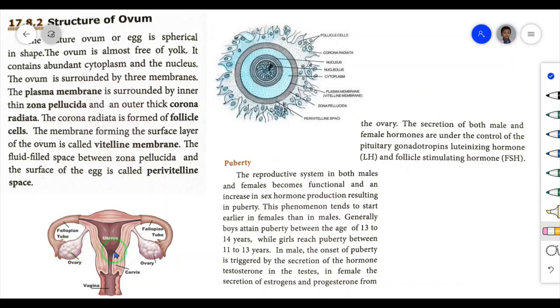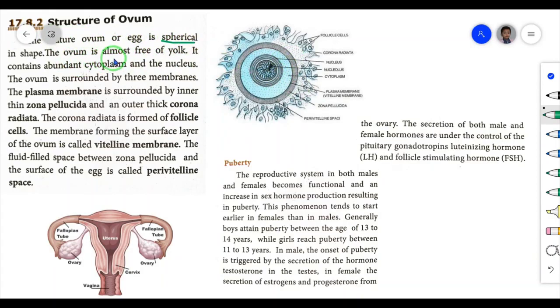Two ovaries are present, the right ovary and the left ovary. These ovaries produce ova. Now we are going to see the structure of the ovum. The mature ovum, or egg, is spherical in shape.